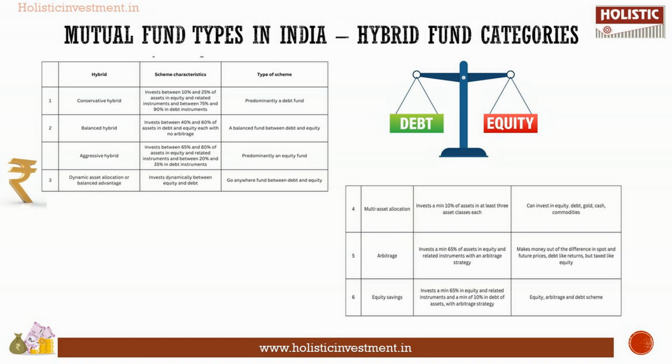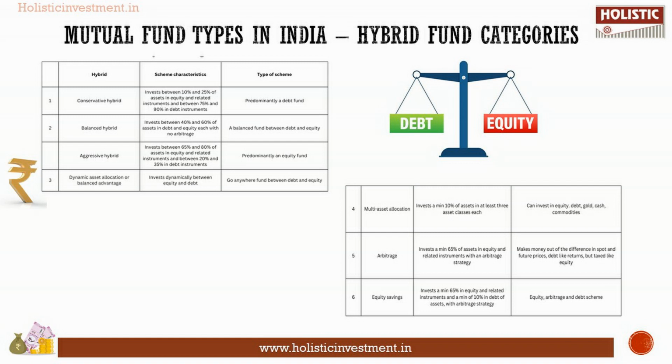Conservative hybrid invests between 10% and 25% of assets in equity and between 75% and 90% in debt instruments. Balanced hybrid invests between 40% and 60% of assets in debt and equity, each with no arbitrage. Aggressive hybrid invests between 65% and 85% of assets in equity and between 20% and 30% in debt instruments. Dynamic asset allocation or balanced advantage invests dynamically between equity and debt.